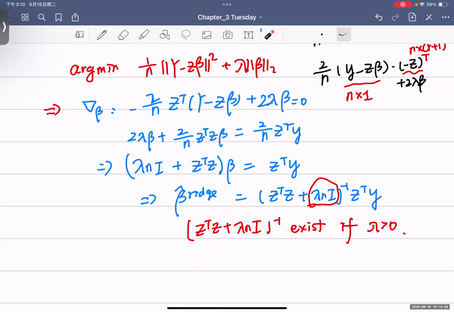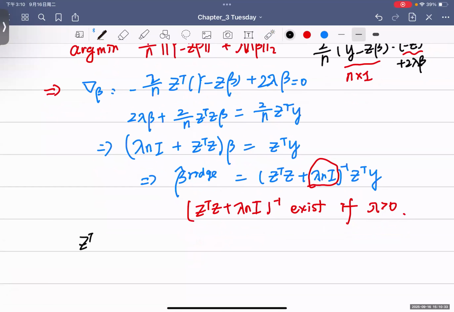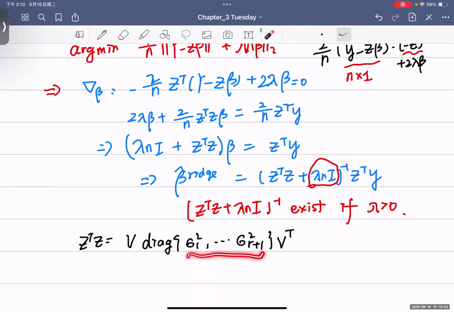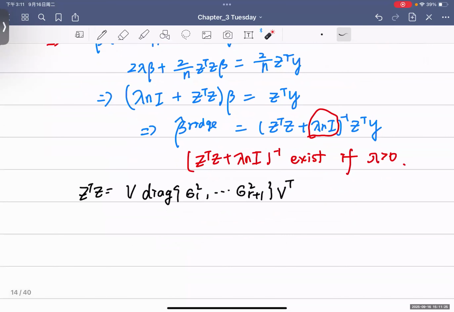We have shown before, when we handled the least square, that z transpose z corresponds to the V matrix times the diagonal sigma 1 squared to sigma r plus 1 squared, times V transpose. Every eigenvalue takes the form of a square of something, so it must be non-negative. So this inverse must exist as long as lambda is positive, and we don't need to worry about whether it is invertible or not. So how do the eigenvalues play a role here, once we use z transpose z plus lambda n I?